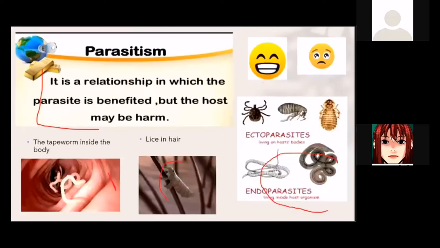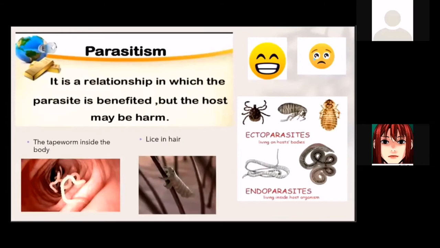Next, another one, parasitism. This is the last one. Where is Yok? Hello, Yok, number 7. Can you read this last one for me, please? It is a relationship in which the parasite benefits, but the host may be harmed.